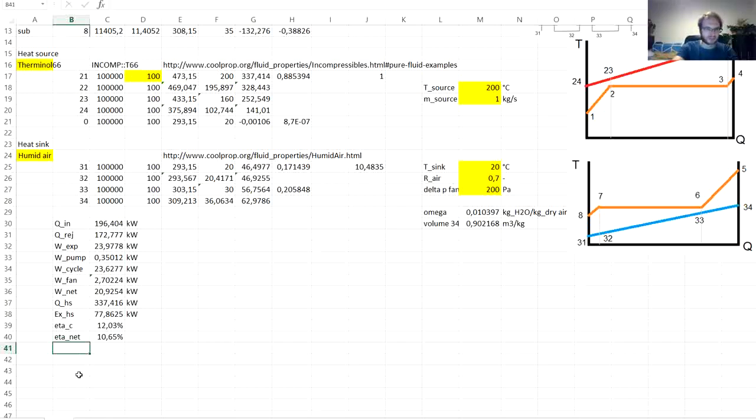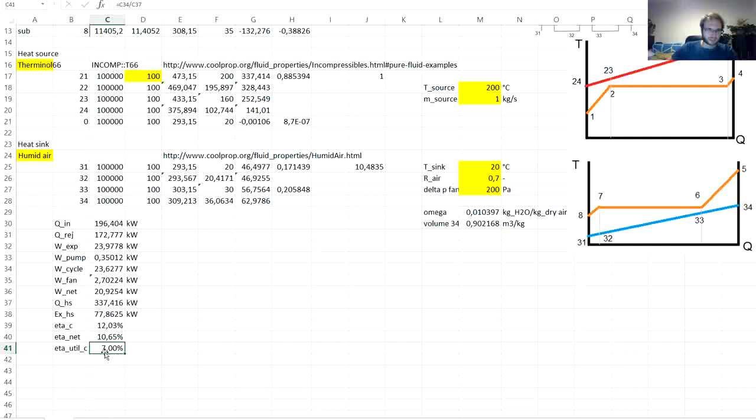Now we can also express the efficiency with respect to the heat content in the heat source. So it's the so-called utilization efficiency. Let's have it as the utilization efficiency of the cycle. So it would be the work of the cycle divided by Q heat source, the heat content in the heat source.